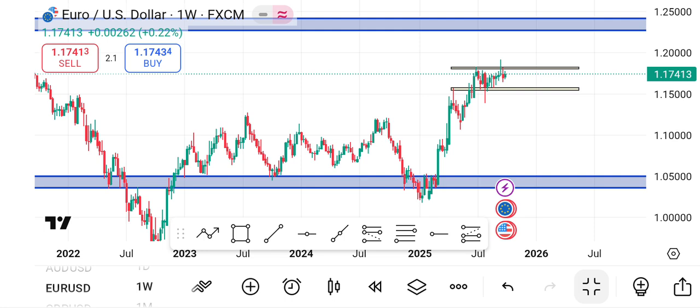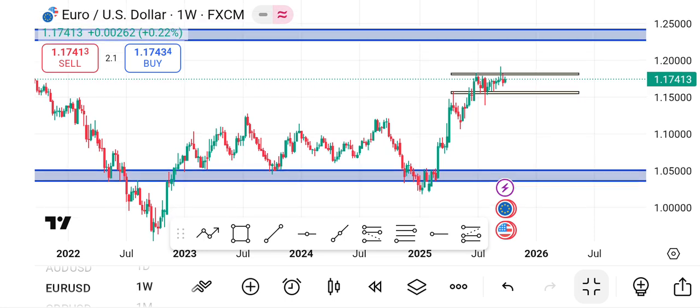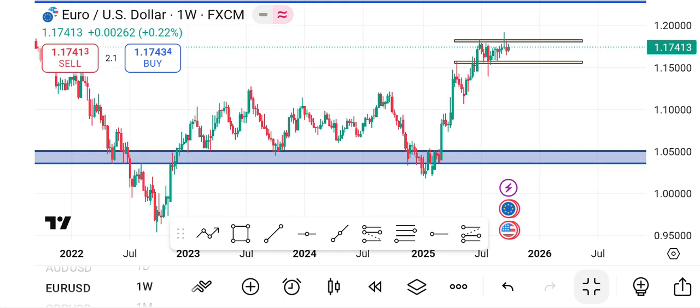After marking out the key levels on the weekly, simple, this is an uptrend. You can see this over here.